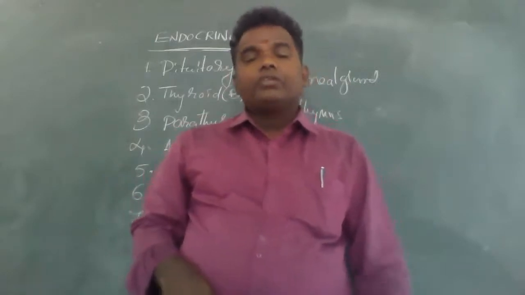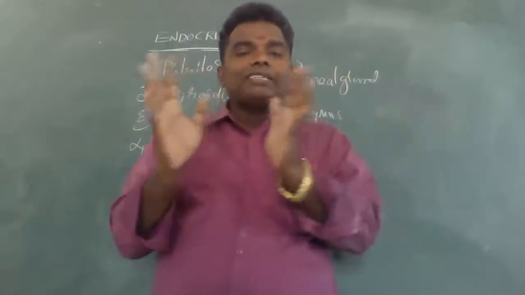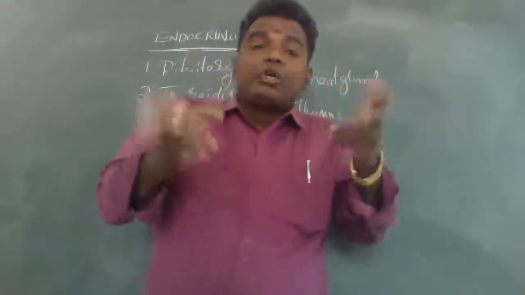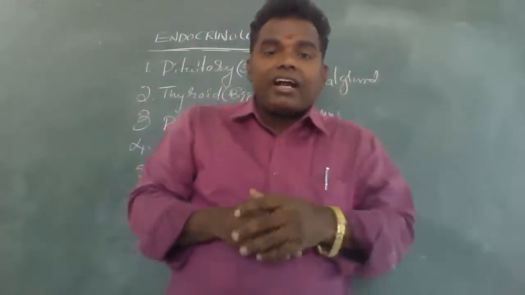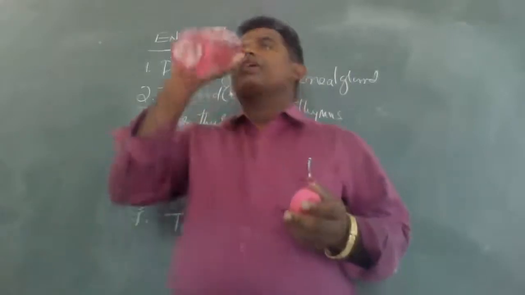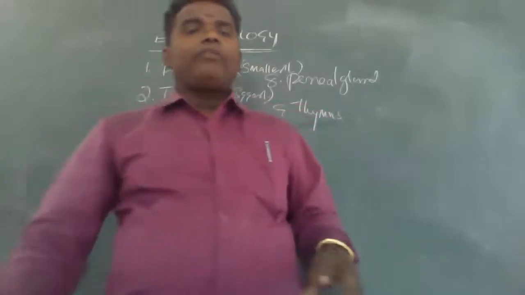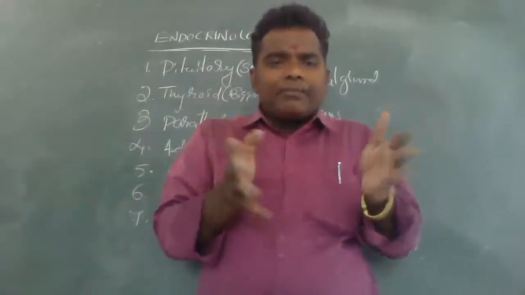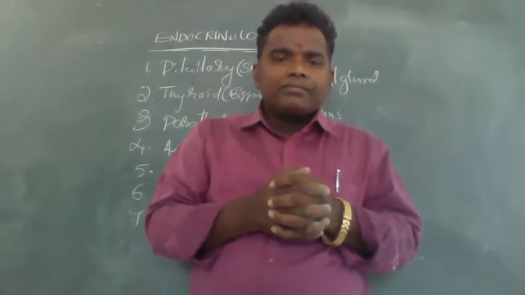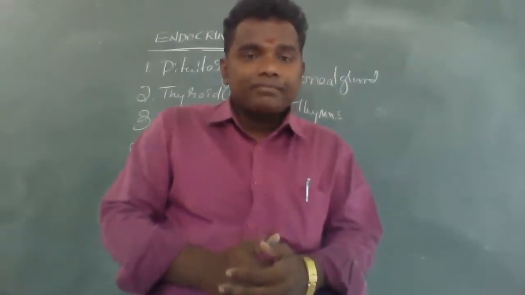Clear? Okay. Sometimes the examiner may confuse you. Simply, the biggest gland is the liver; the biggest endocrine gland is the thyroid gland. Understood, Bushra? Yes, sir. Don't get confused. If asked which is the biggest gland, the answer is liver. Adiba, very good, excellent answer. And which is the biggest endocrine gland? Thyroid gland. Very good.